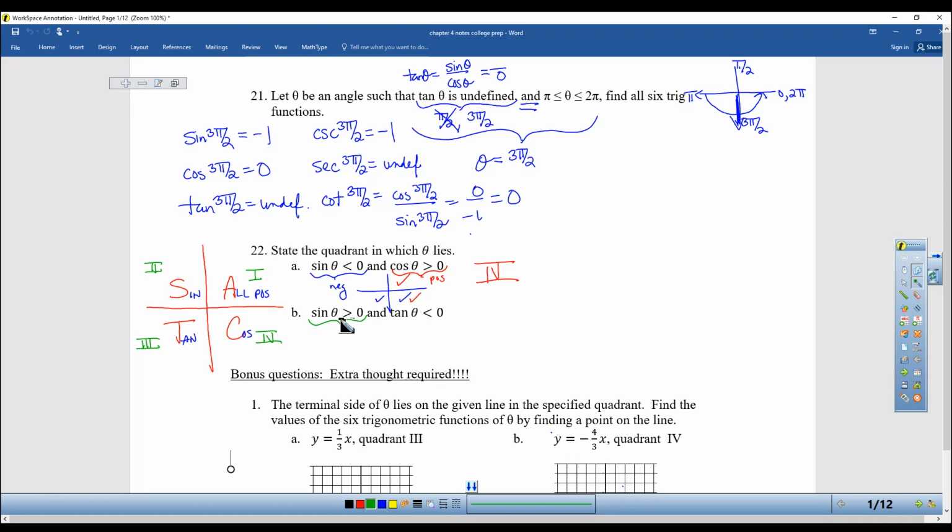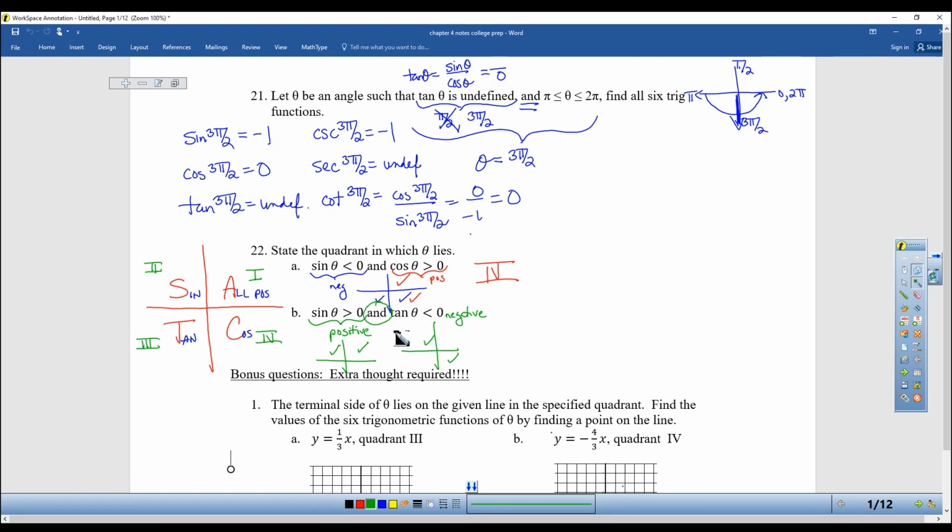Sine of theta is greater than 0. That means positive. To be greater than 0 means to be positive. And sine is positive in quadrants 1 and 2. 1 because that's where they're all positive, and 2. And then tangent is less than 0, which is another way of saying where is tangent negative? Tangent is negative in quadrants 2 and 3 because they're all positive in 1 and tangent is positive in 3. So 1 and, I think I said 3 before, 1 and 4 is where tangent is negative.